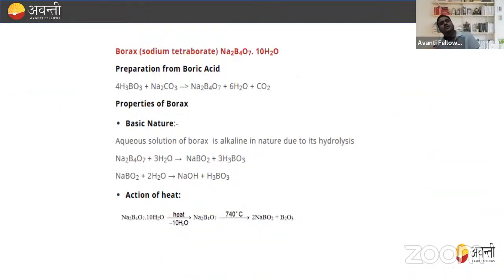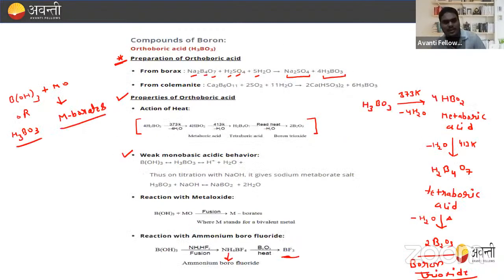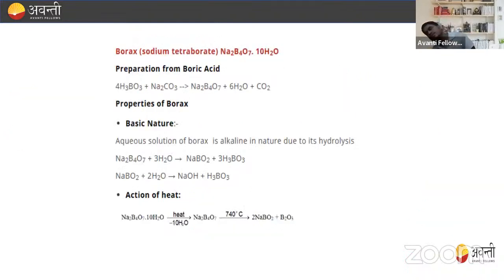Now, after orthoboric acid, the next compound is borax. That is sodium tetraborate, or we say Na2B4O7.10H2O. So how will you prepare borax? Basically, we prepare borax from boric acid. In the previous case, we prepared boric acid from borax. Now we are preparing borax from boric acid.